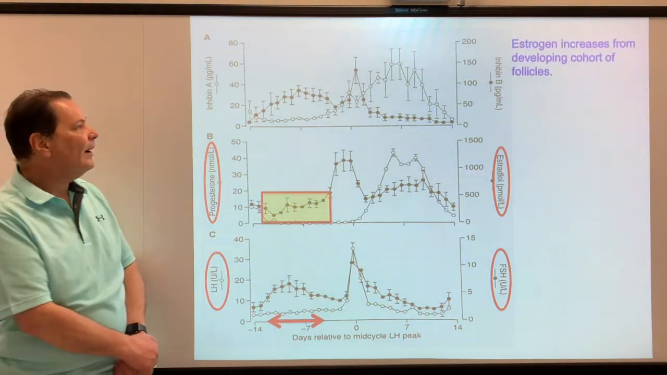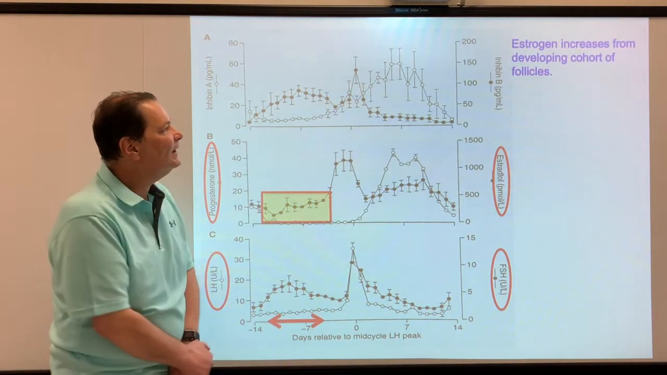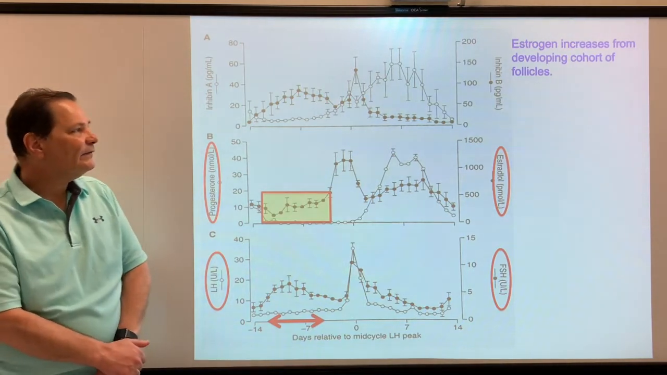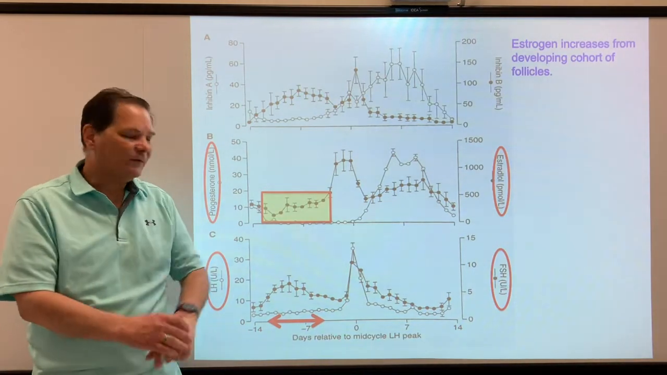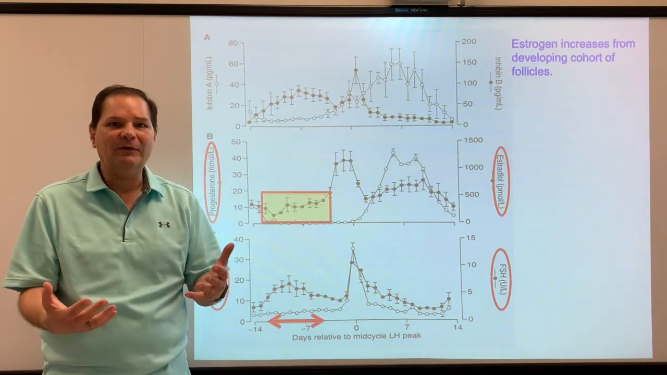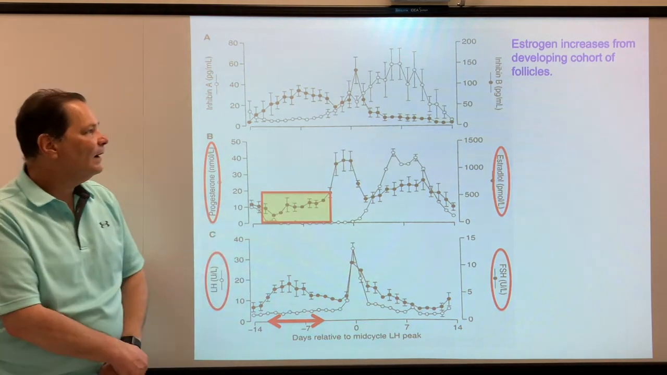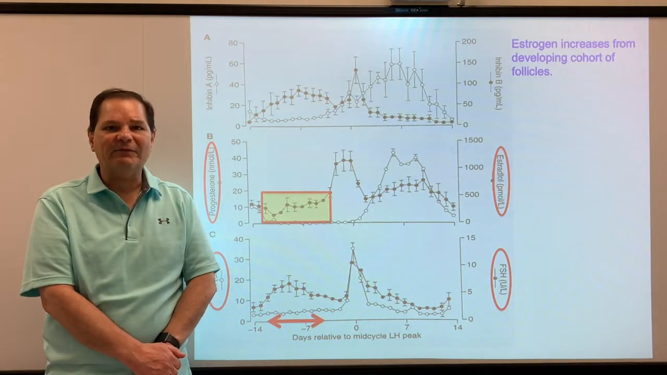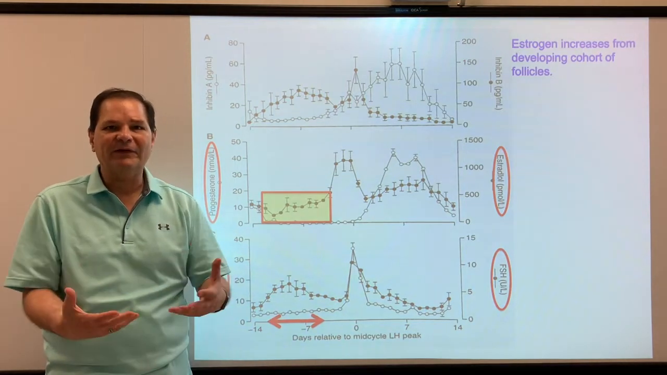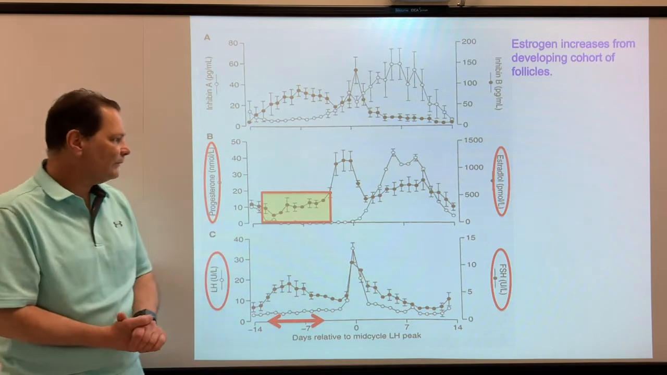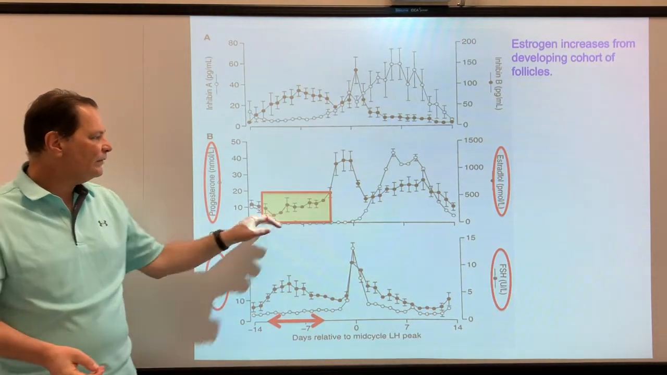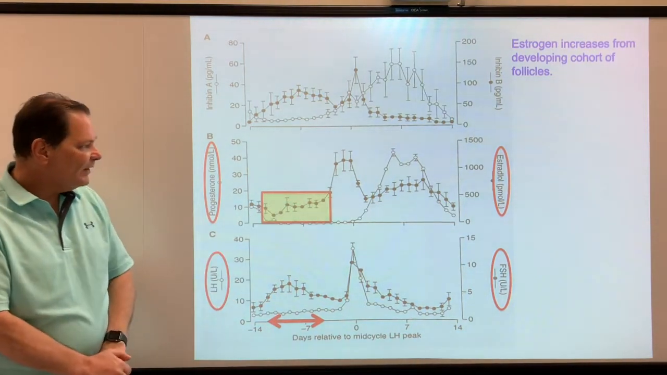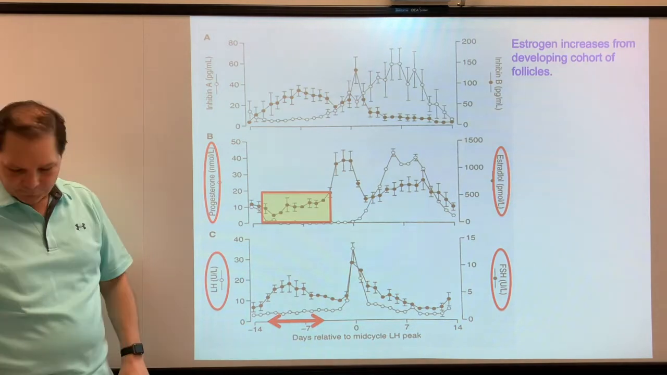We have our estrogen, which increases. It's being secreted from our developing cohort follicles, and of course, as you know, estrogen is causing those follicles to develop and feeding back and causing an increase in the number of granulosa cells during this period. So the estrogen is reasonably stable because the FSH is being kept under control, okay?